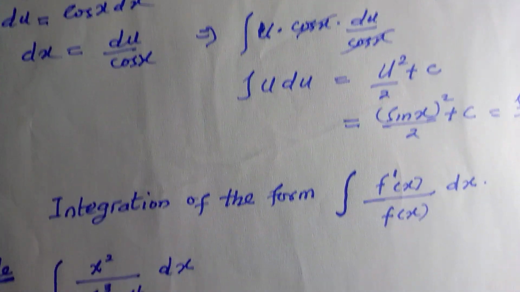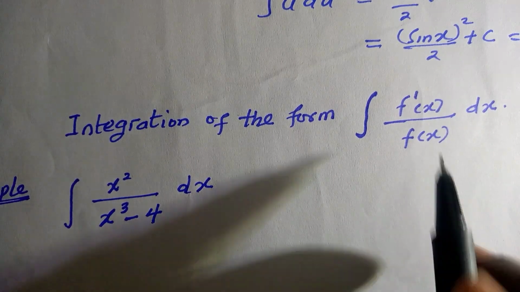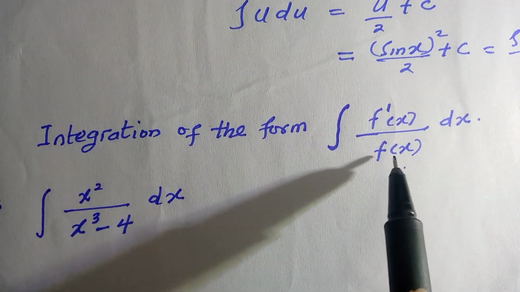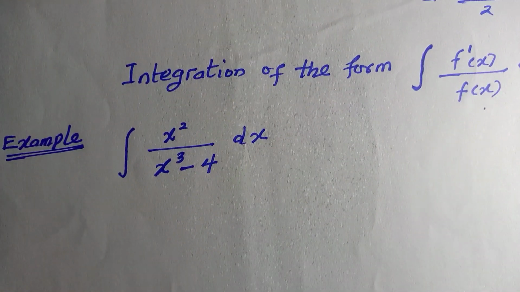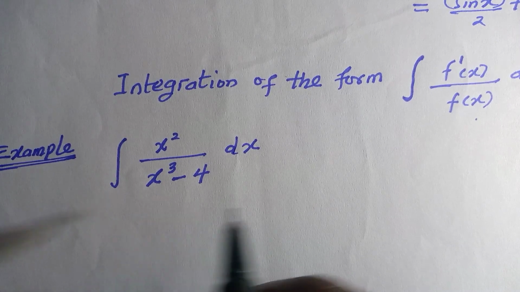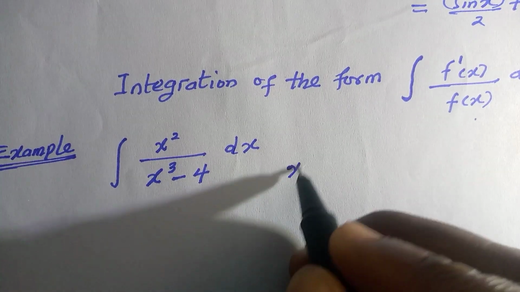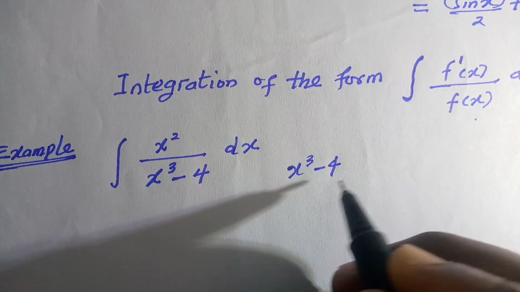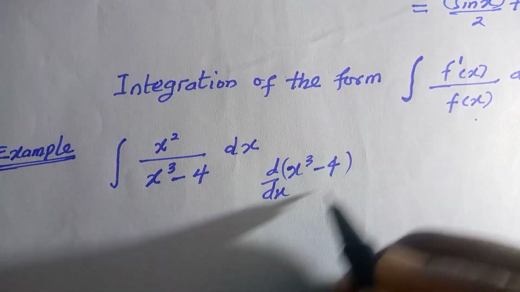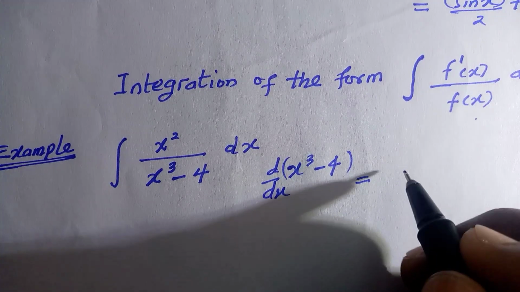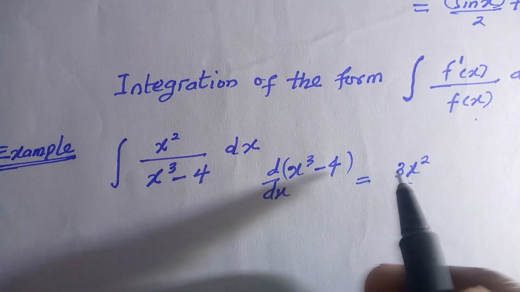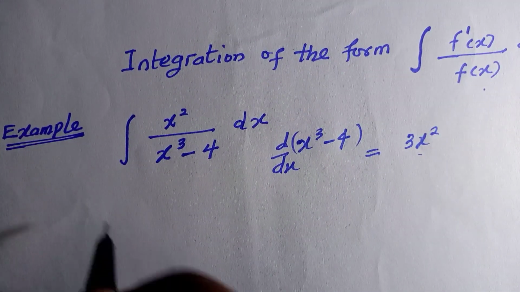And the next one is integration of this form. We are going to have derivative at the top and the expression at the denominator. That's it, numerator and denominator. So to do this, we must make sure that if we differentiate the denominator, it must give a result of the numerator. Then we apply this form. Now, by differentiating this with respect to x, we are going to have 3x raised to power 2, and we have x raised to power 2 where x raised to power 2 can cancel. Then we can go for this.